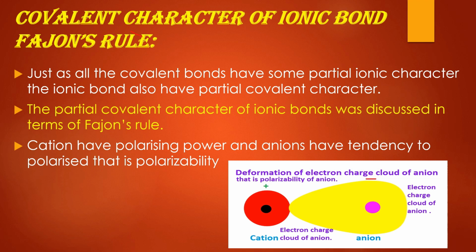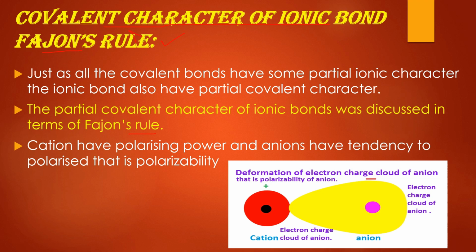Now the next topic is the covalent character of an ionic bond, that is Fajan's rule. As we see, there is always a polar character in a covalent bond, that means ionic character in a covalent bond. In a similar way, an ionic bond also has some covalent character, and this covalent character of an ionic bond is measured by Fajan's rule. There are some points in Fajan's rule by which we can see whether the covalent character of a particular ionic bond is more or less. The partial covalent character of an ionic bond was discussed by Fajan's rule.